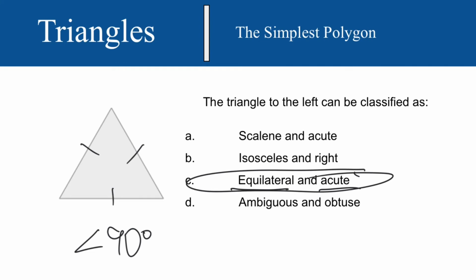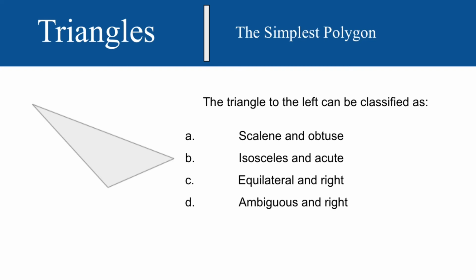Remember that in the scalene, all the sides are different. In the isosceles triangle, only two sides are the same length. And the ambiguous, well, this is not even a triangle.